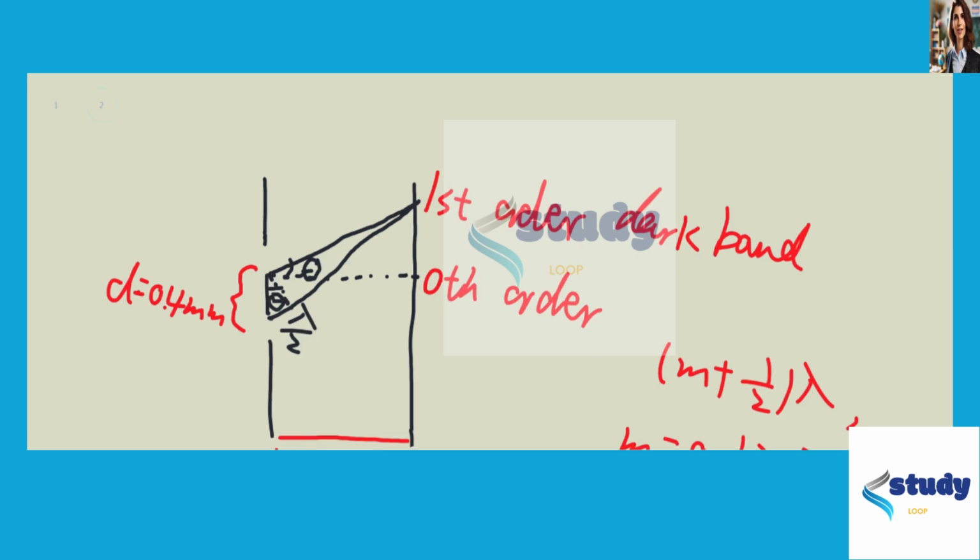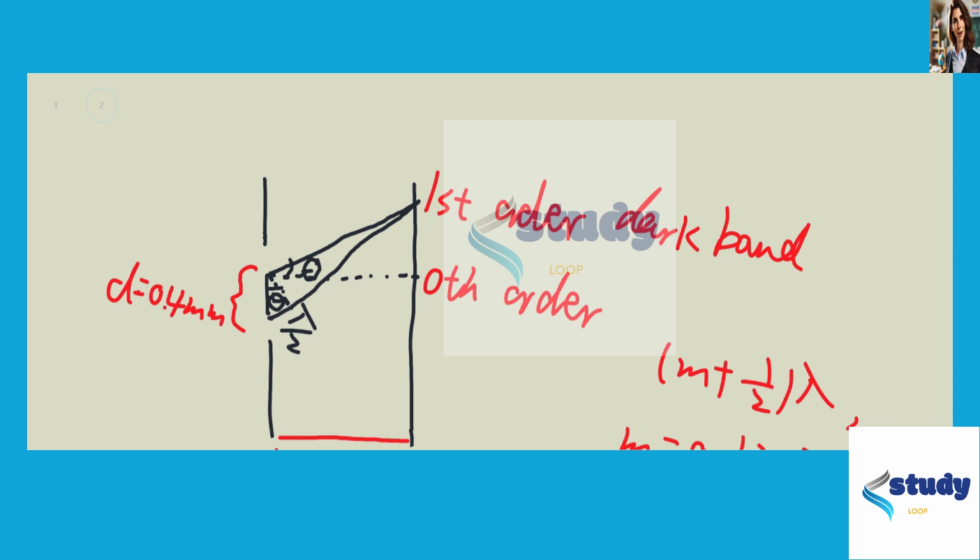So it's lambda here. Okay, and the graph of the first dark band will be something like this: slit, screen. The separation of the slit is 0.4 millimeter. The distance between the slit and the screen is 5 meter. The first order dark band will be shown on the screen like this, and the angle is theta. But the path difference will be lambda over 2.